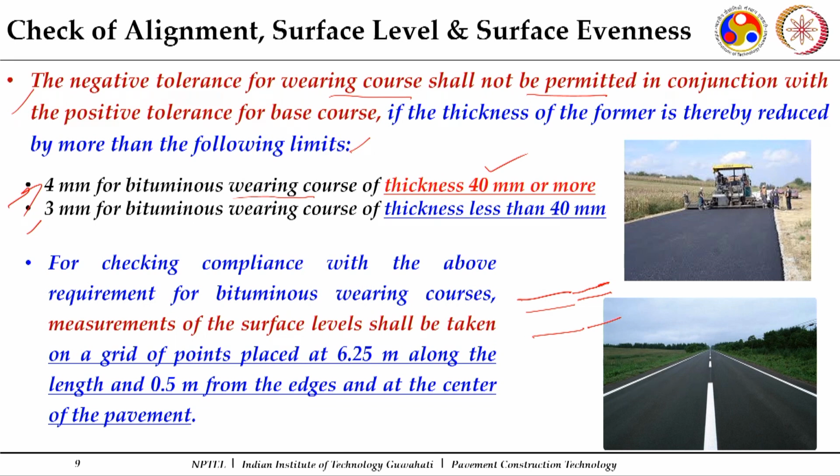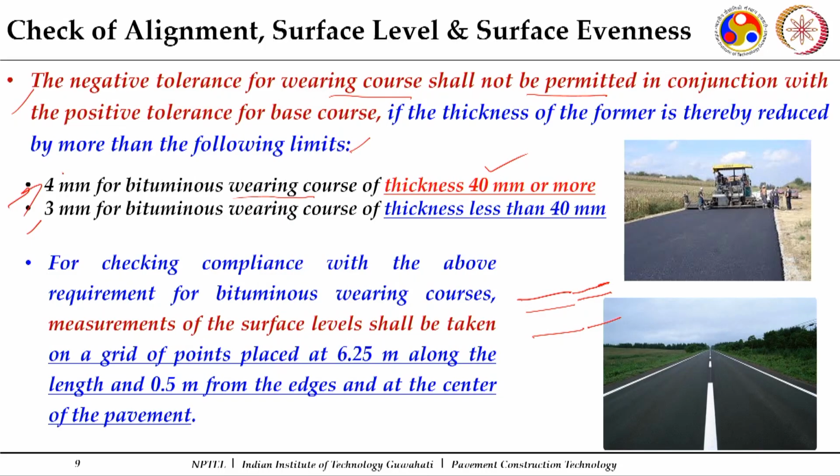So, there the tolerance is given in the earlier slide I showed, plus minus 6 mm, but that does not mean this check is in addition to this particular one. If you are doing it for base courses, positive tolerance is there, negative tolerance for wearing course. Effectively, the thickness should not get reduced by 4 mm and 3 mm respectively for the different wearing course thicknesses.